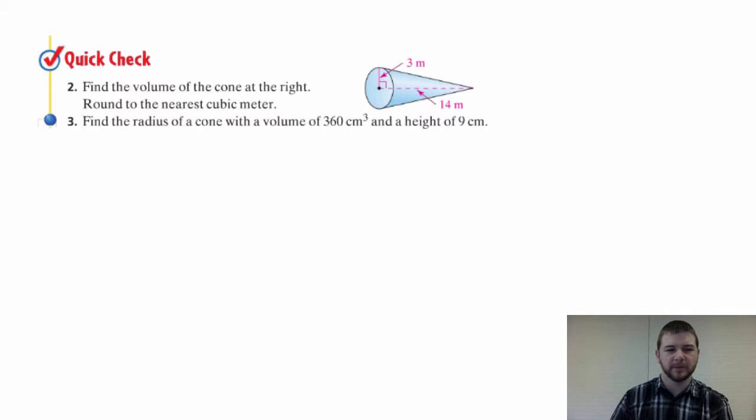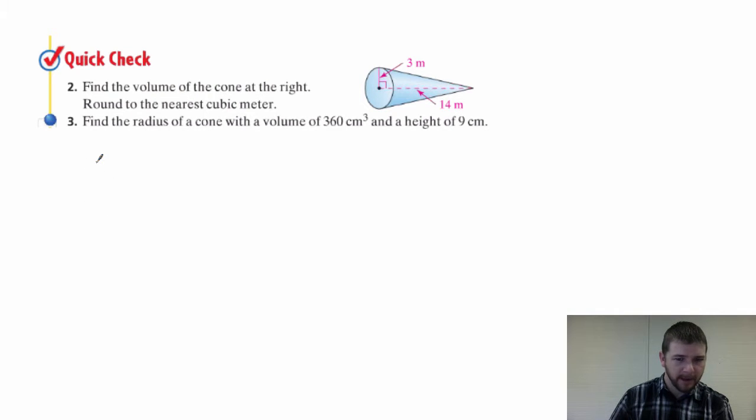And a quick check problem, or 2 of them to be more specific. Number 2, find the volume of the cone at the right. Round to the nearest cubic meter. And number 3, find the radius of a cone with a volume of 360 cubic centimeters and a height of 9 centimeters. And I'll actually get you started on this one. I'll do some of the work, place some values into our formula, and you'll note that we have one missing value. We'll have one unknown, and that will be the radius of the base.